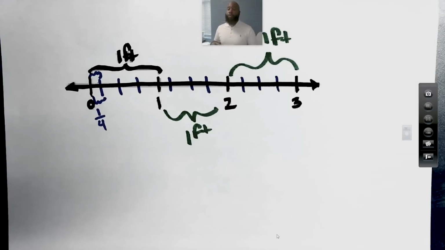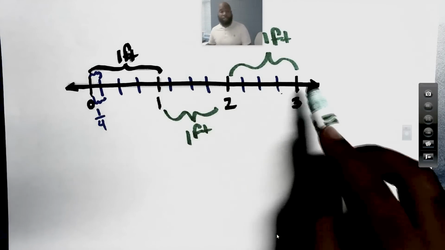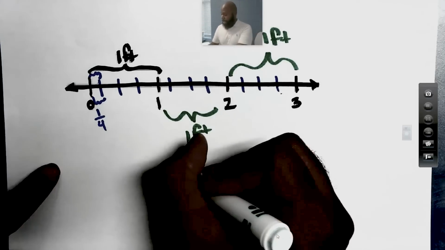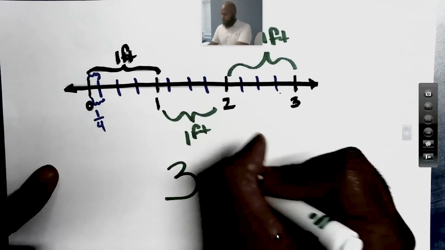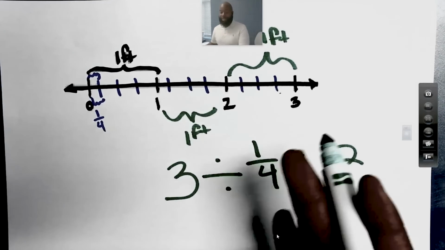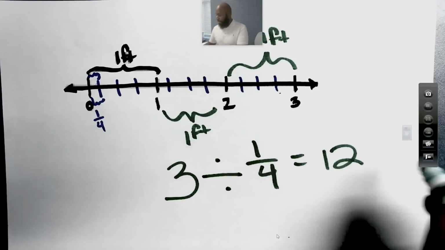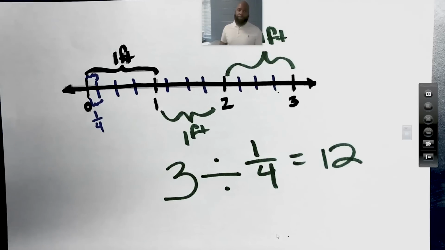So you can see that there are 12 1/4 feet in each section of 3 feet: 1, 2, 3, 4, 5, 6, 7, 8, 9, 10, 11, 12. So I can write this problem as 3 divided by 1/4 gives me 12, because when I divide this 3 feet into fourths, I have 12 fourths in here. So here's my answer. When you divide 3 by 1/4, you are dividing 3 into parts smaller than 1, so there may be more than 3 of those parts.